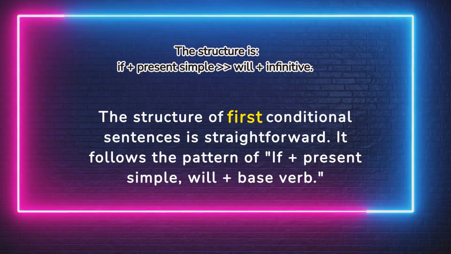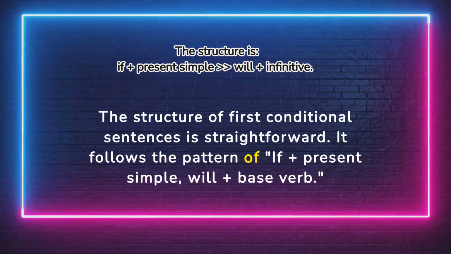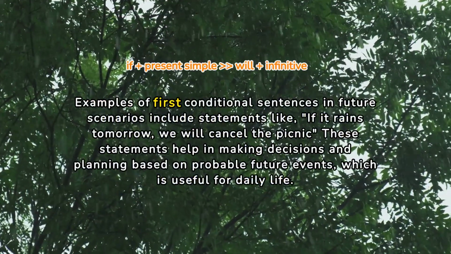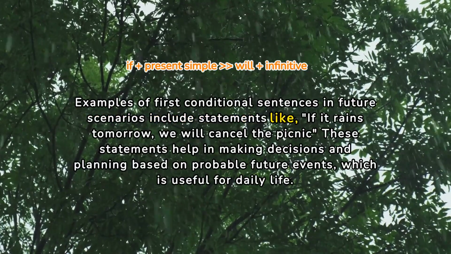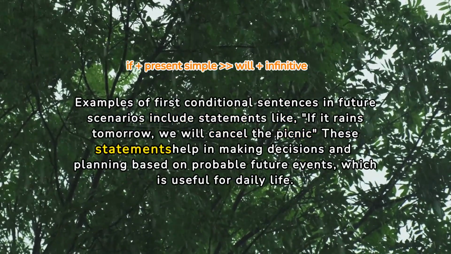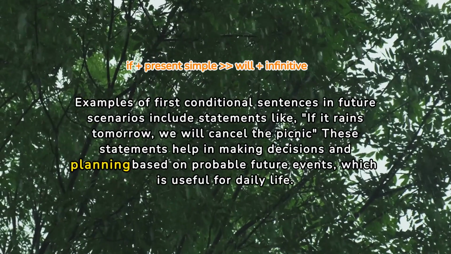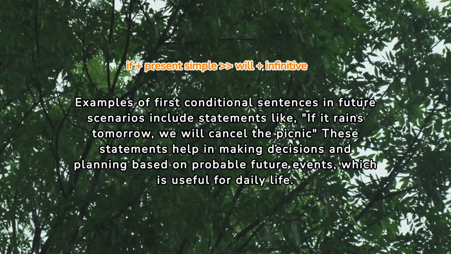The structure of first conditional sentences is straightforward. It follows the pattern of if plus present simple, will plus base verb. Examples of first conditional sentences in future scenarios include statements like, if it rains tomorrow, we will cancel the picnic. These statements help in making decisions and planning based on probable future events, which is useful for daily life.